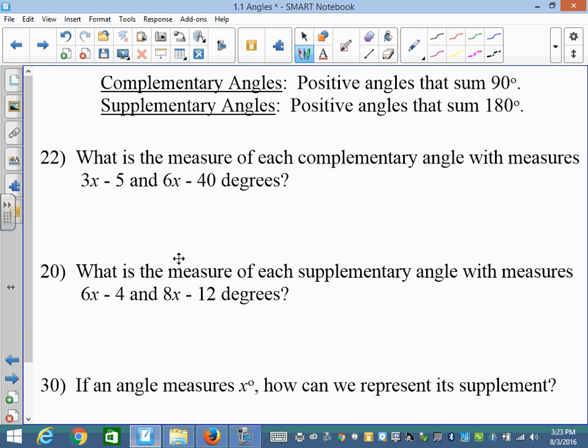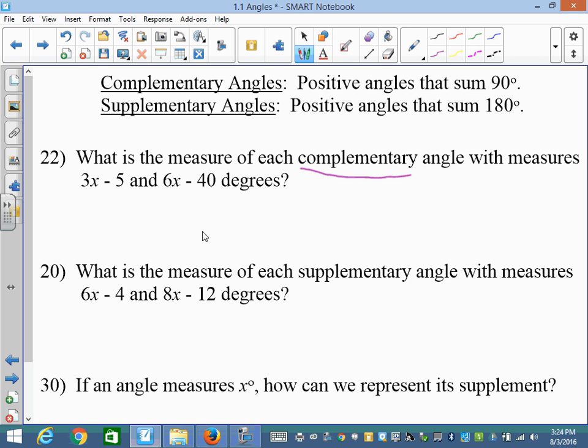So this problem here, by the way, let me point out that when they have the numbers here to the side, they were pulled from the problems that were not assigned. So if you're doing a problem like number 22, then you'll know to look at number 22 again. On this one here, what is the measure of each complementary angle with measures 3x minus 5 and 6x minus 40? Well, since we know it is a complementary angle, we know that they must add up to 90 degrees.